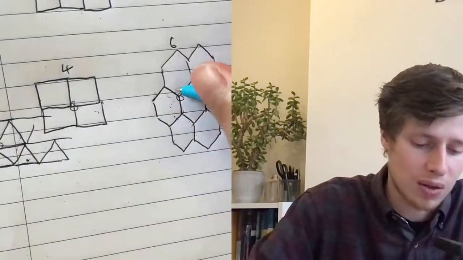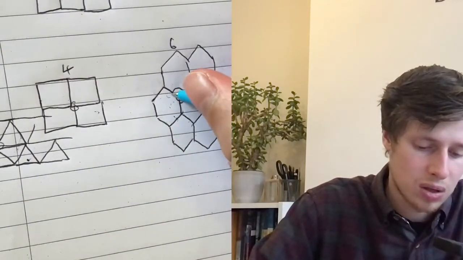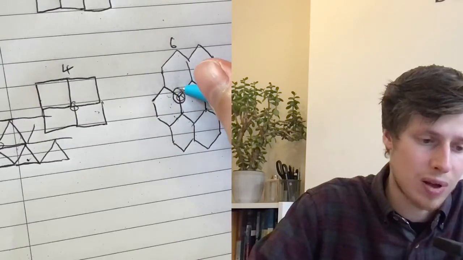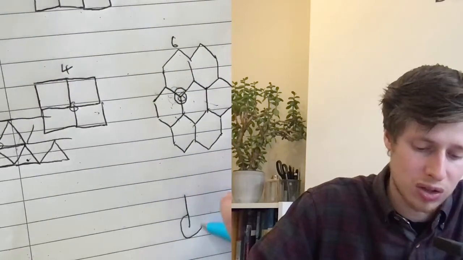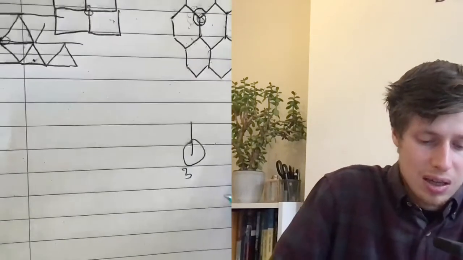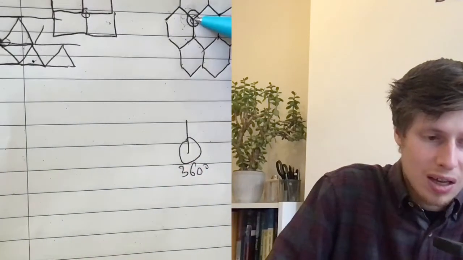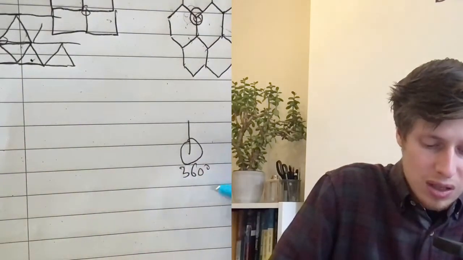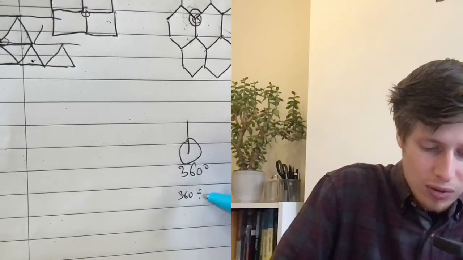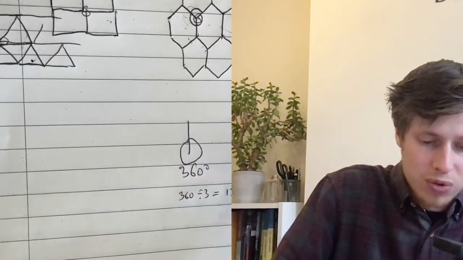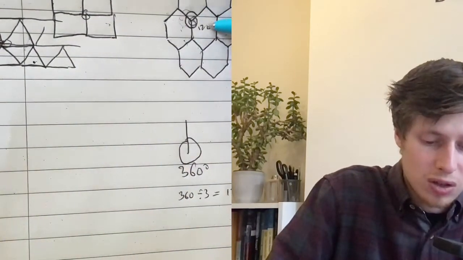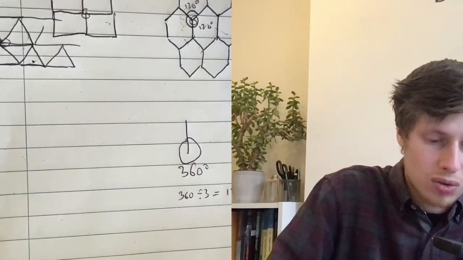Okay, so let's look at these angles. Can you see that we've split a whole turn? A whole turn is 360 degrees, okay? And we've split a whole turn here into 3 parts. So 360 divided by 3, what angle does that form? That forms 120 degrees, right? So each of these angles is 120 degrees here.